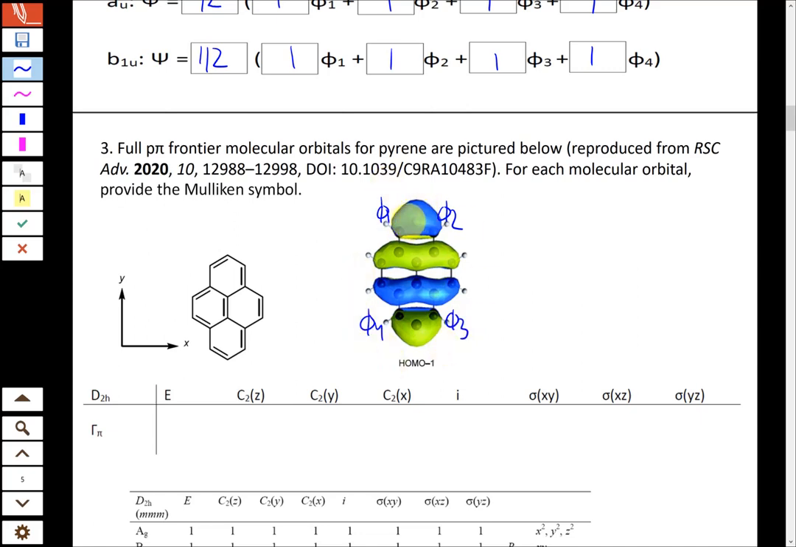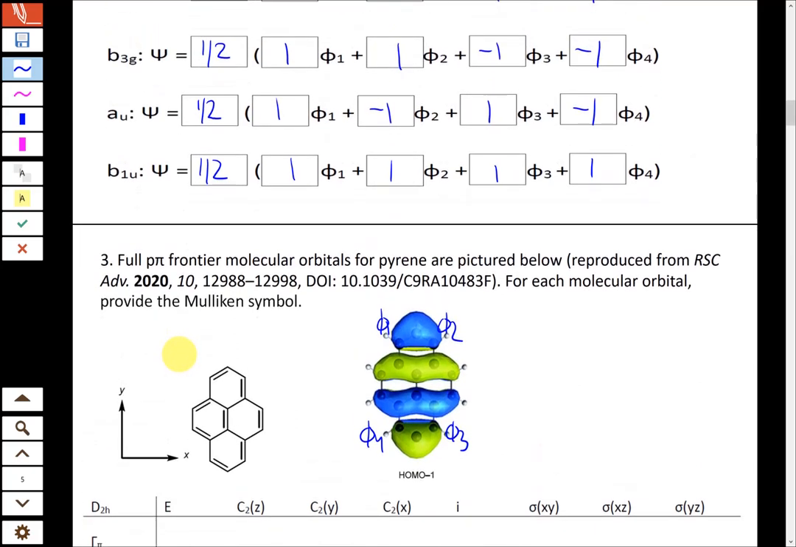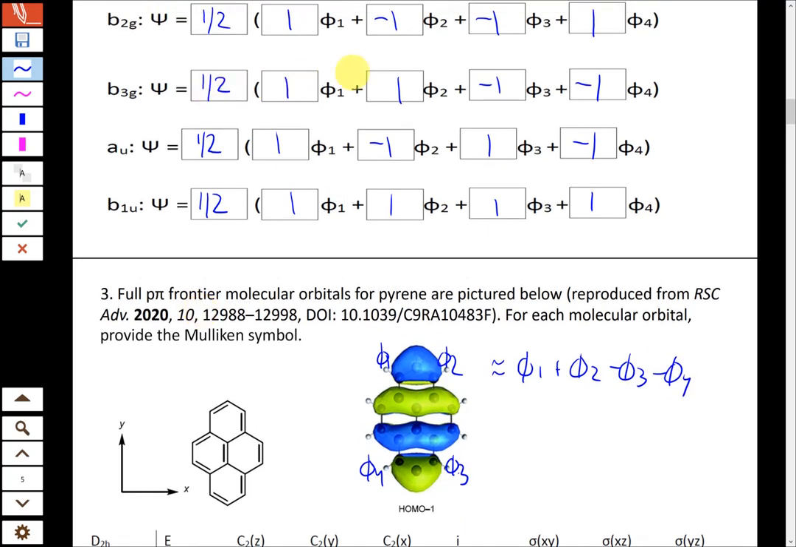And so, that requires you to have full faith in your ability to get these equations right. But if we look at this one here, what we see is that we have the same coefficient for phi 1 and phi 2, both blue lobes on those positions. We have opposite for phi 3 and phi 4. So this equation would be phi 1 plus phi 2 minus phi 3 minus phi 4. Opposite phase on phi 3 and phi 4 from phi 1 and phi 2. So that matches up with B3G that we got up here.